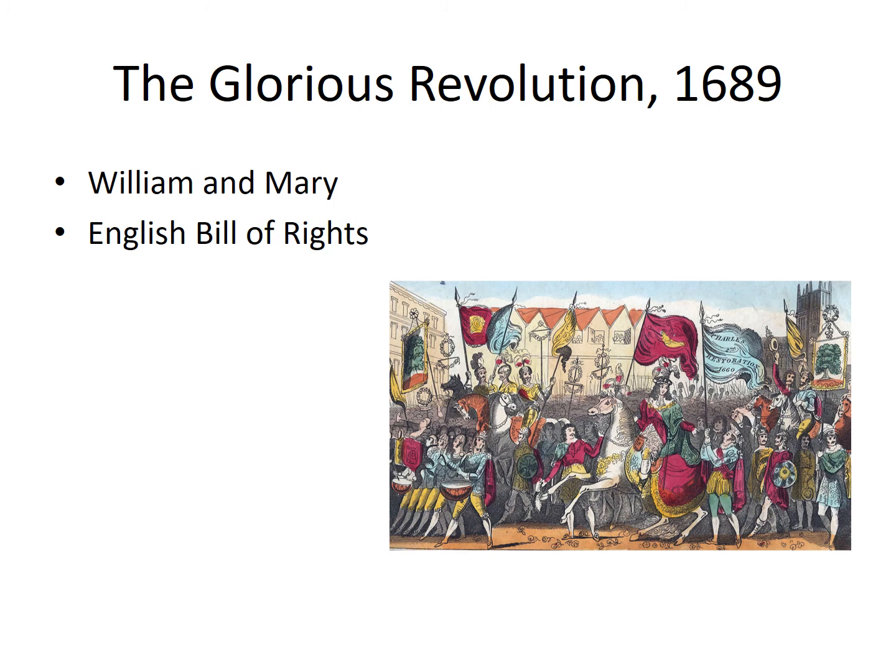Anyways, William and Mary will be joint monarchs and they will rule jointly with Parliament, signing the English Bill of Rights in 1689, which basically states that the King and Queen are not above the law, that they will share power with Parliament, that their power will be limited by the power of the people, and this is the beginning of constitutional monarchy in England.